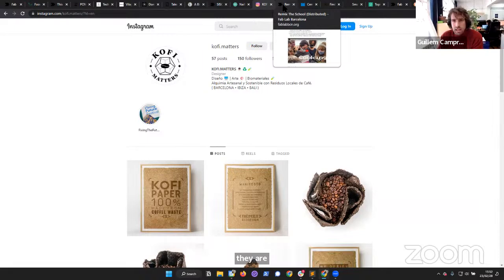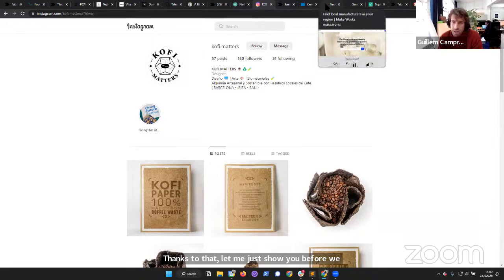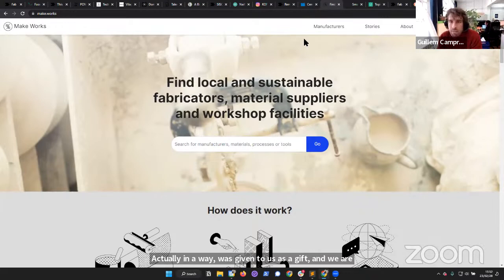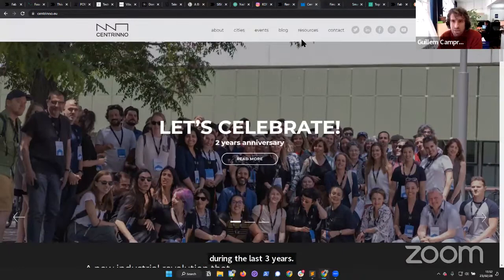Let me just show you, before we finish, some of the platforms that we develop in collaboration that also support these value generating projects. The first one is Makeworks. Makeworks is not a project that we started on our own. It's a project that was given to us as a gift, and we are very happy that it happened that way. We have been developing it during the last 3 years, thanks to the Centrino EU project, where Fab City is also part of it.